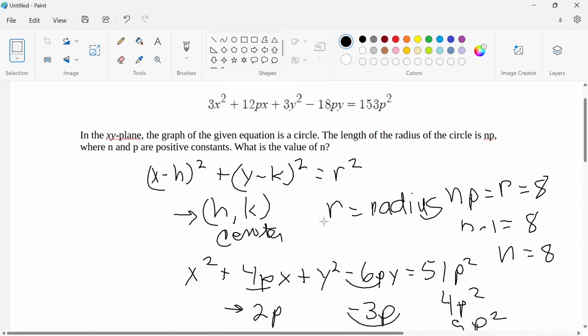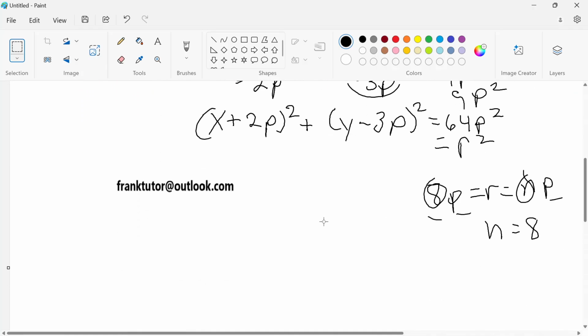But there you see how to work this question on the digital SAT, where n is equal to 8.